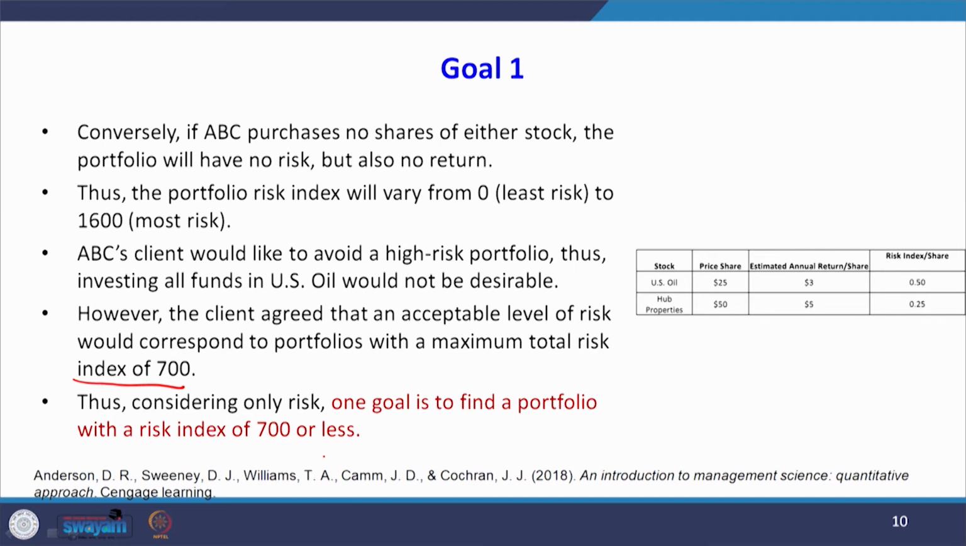What is the first goal? The client says that I can accept the risk index less than or equal to 700. If the risk index goes beyond 700, I am not interested. That is the expectation of the client.